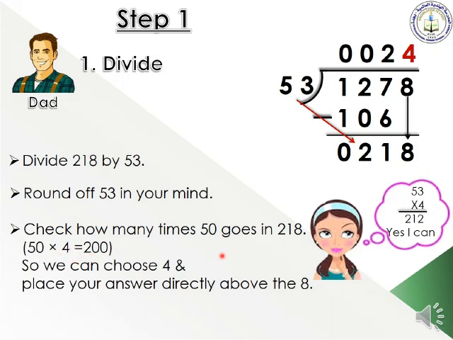Then you have to just calculate 53 into 4. 53 multiplied by 4 what? You will get 212. Yes, 212. Because here it is 218, then 212 we can take. That means 53 into 4. These 4 times you should place above the 8. In the quotient, you should place 4 above this 8.